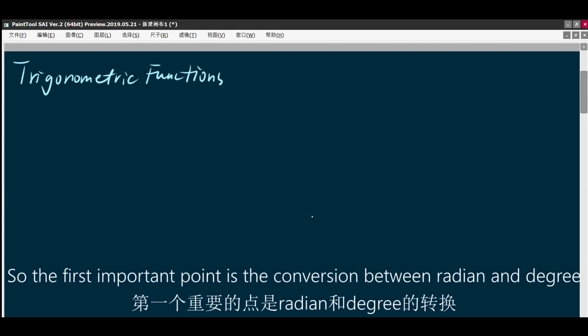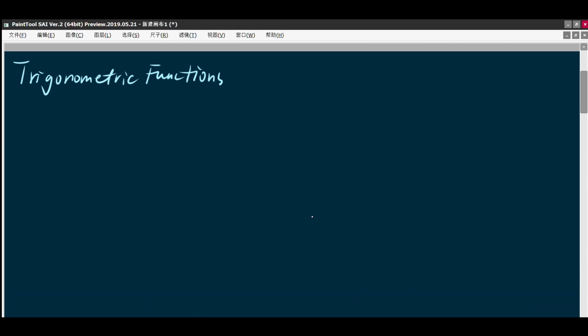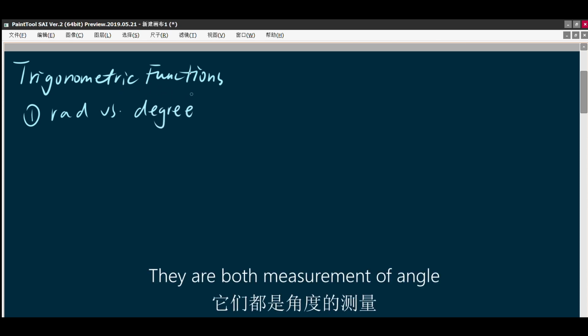Today we are going to talk about trigonometric functions. So the first important point is the conversion between radian and degree. They are both measurements of angle.